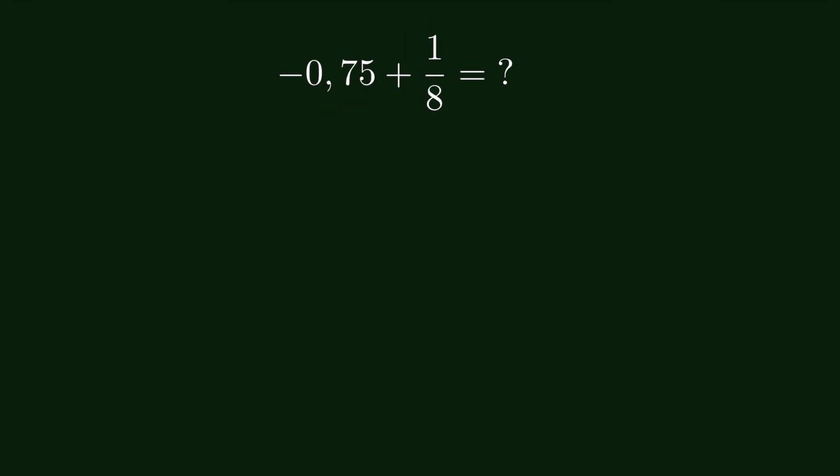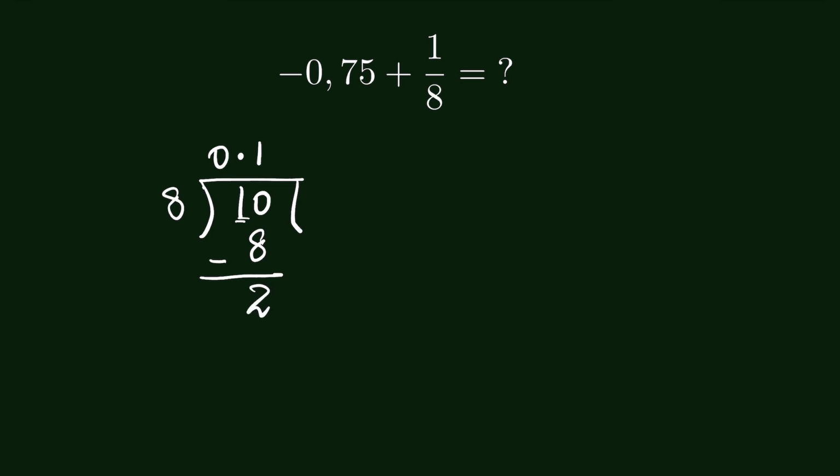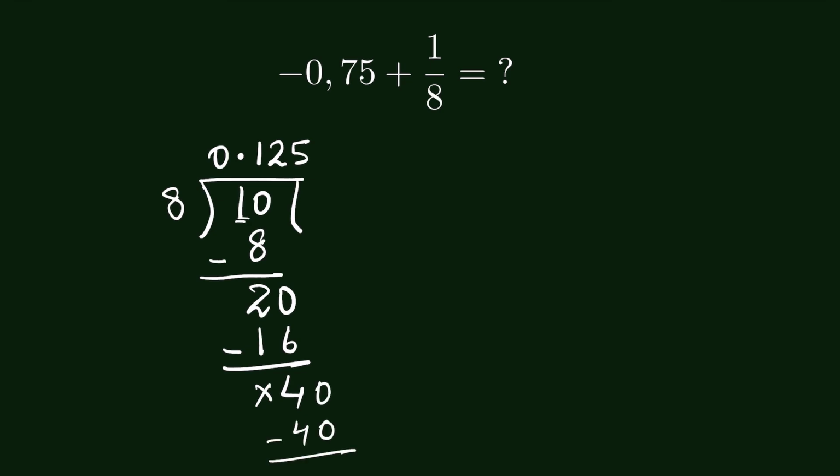So let's first convert this 1 upon 8 into decimal. How do we convert? We divide 1 by 8. This is what 1 upon 8 means. So 8 and 1. 1 is lesser than 8, so we put a decimal here, a 0 here for decimal. So 8 times 1 is 8, subtract, 2 is remainder, again a 0 for a decimal. 8 times 2 is 16, subtract, remainder is 4. 8 times 5 is 40. Therefore, 1 upon 8 is equal to 0.125.